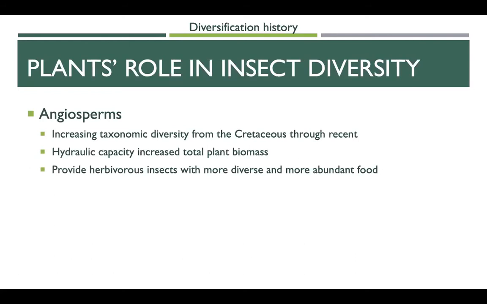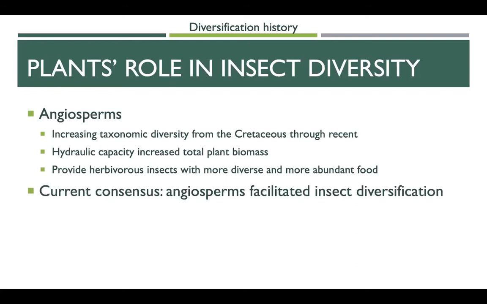And so thinking from the perspective of an herbivorous insect, these insects have more diverse food to eat and they have more abundant food once angiosperms really do take over. And so the current consensus is that angiosperms facilitated the diversification of insects that we see the results of today.